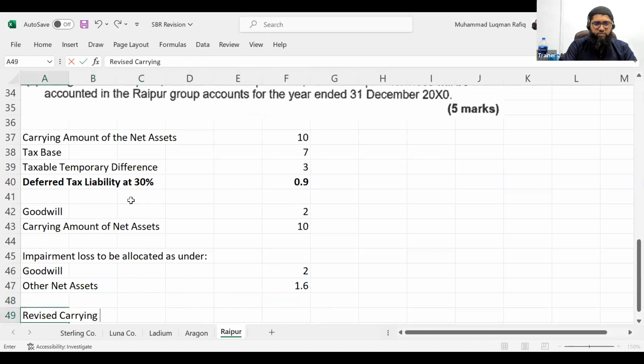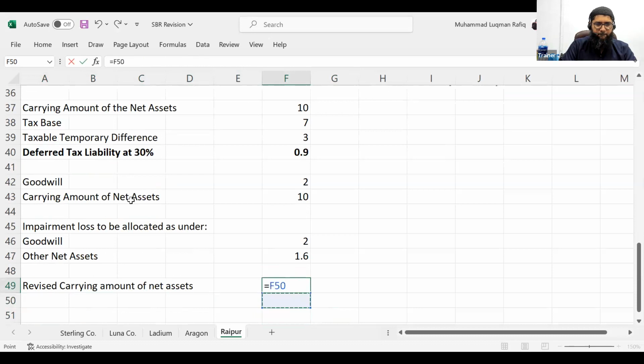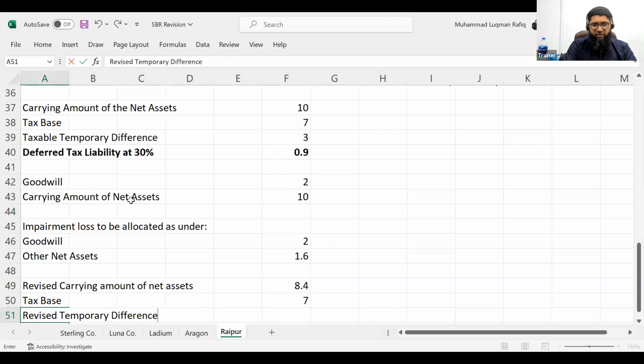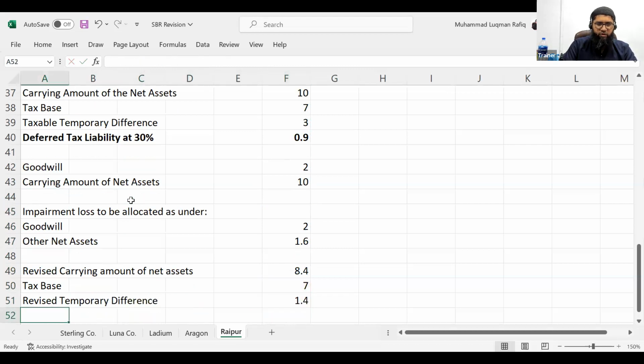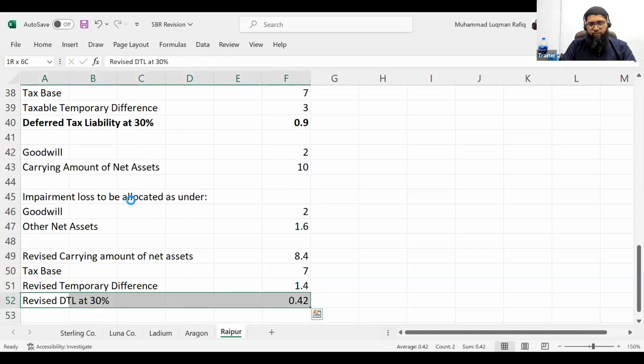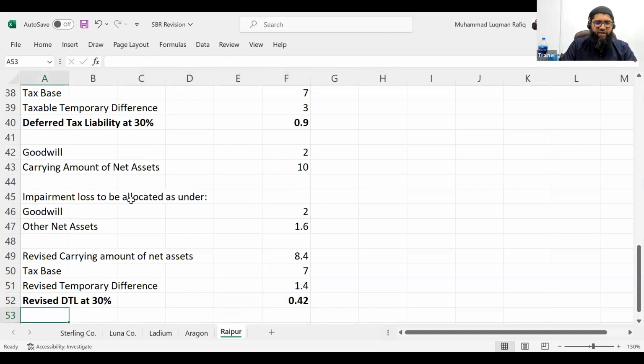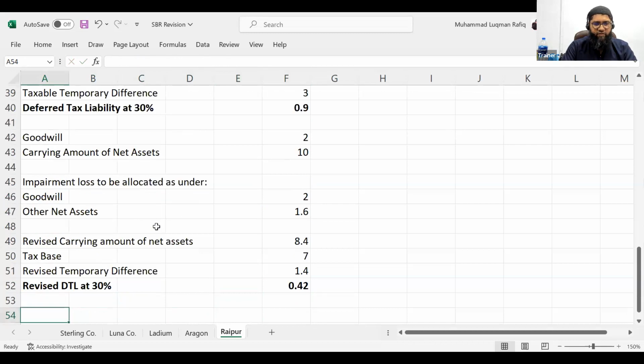So the revised carrying amount of net assets would be 10 million minus 1.6. Tax base is 7. Revised temporary difference is 1.4. Revised deferred tax liability at 30% is going to be this into 30%, which is 0.42. Now see, what actually happens is that I've done some calculations. Now I'll just discuss this.